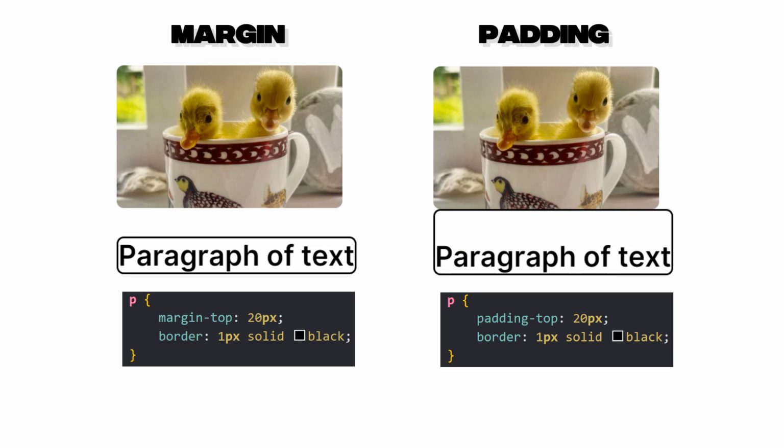Because now we can clearly see that padding is not what we want, because we want to push our paragraph away from the image. So we should add space outside our element. I hope the difference is clear. Now let's see how we can use both of them.